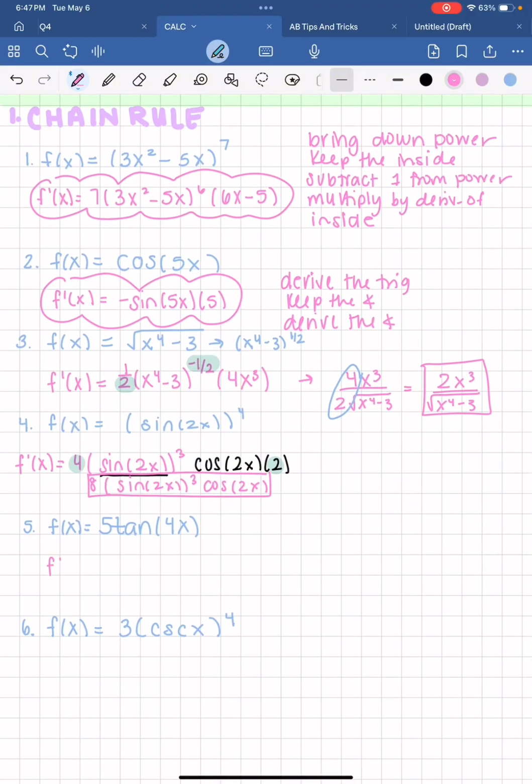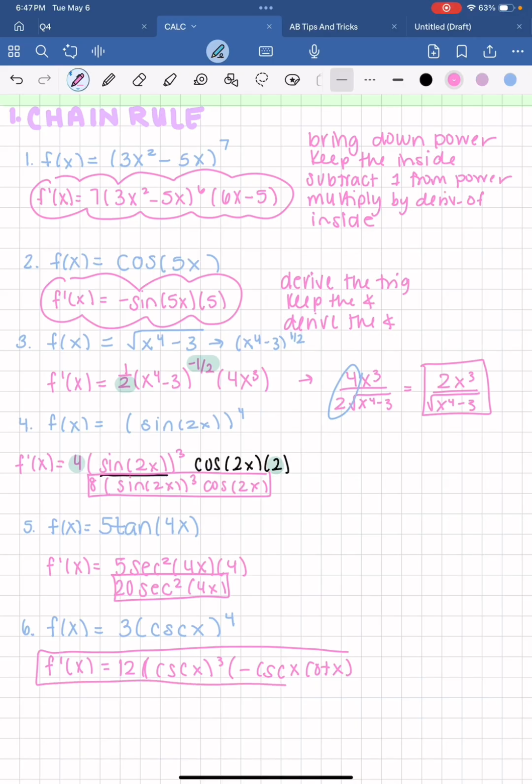If there is a number in front of the trig, it's going to just pop on down into my derivative. If you don't believe me, try the product rule. It always works. So we're going to derive the trig, keep the angle, derive the angle, and that's going to be 20 secant squared 4x. Done. And last but not least, before we move on, bring down the power, keep the inside, subtract 1 from the power, multiply by the derivative of the inside. Okay? So that's how you're going to attack chain rule.